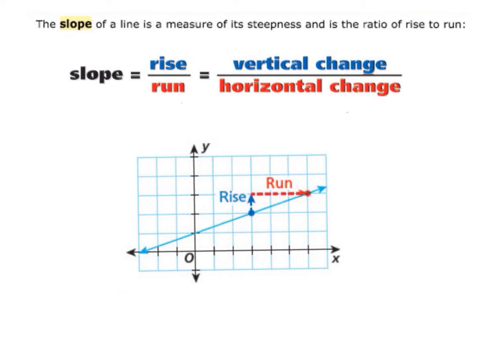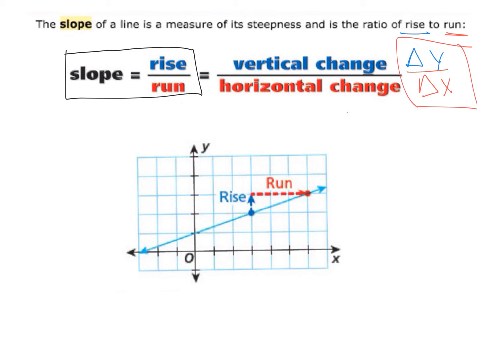So if a slope is a measure of how steep something is, we can actually give it a number by looking at the ratio of how much it rises over how much it runs. And we can see that in the equation below. Another way to look at it is the vertical change over the horizontal change, or the change in y over the change in x. We'll get into this part later. But let's take a look at rise over run.